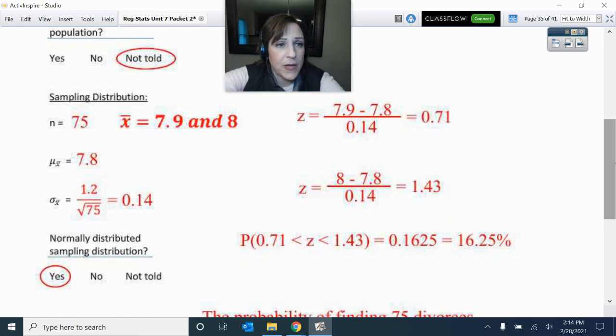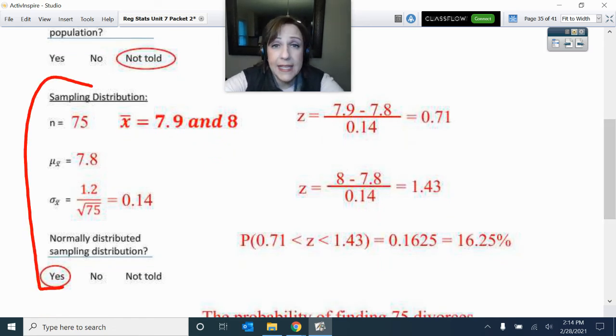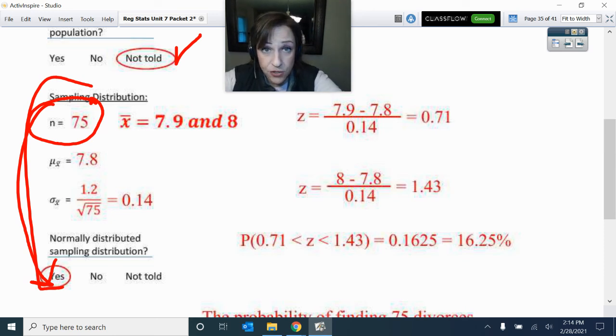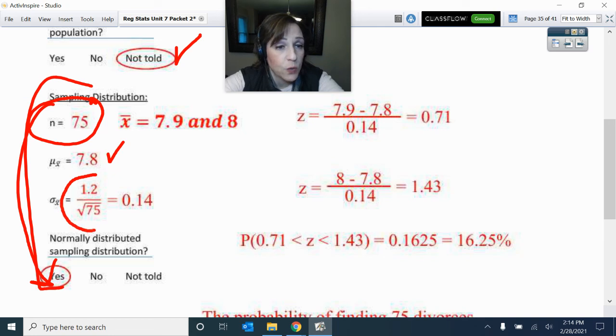So then that means we have this. Again, remember that we were not told, but because our sample size is large enough, it turns the sampling distribution shape into yes, it is normally distributed. So now we have the right to do the normal model math. We know we're centered at 7.8 and we get the correct standard deviation. It's the population standard deviation divided by the square root of n.